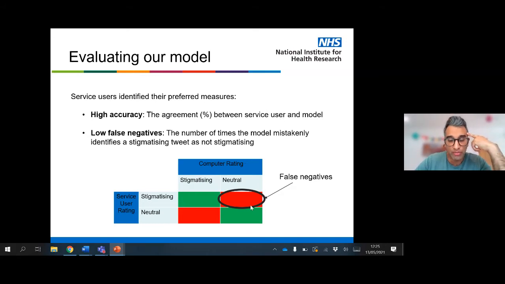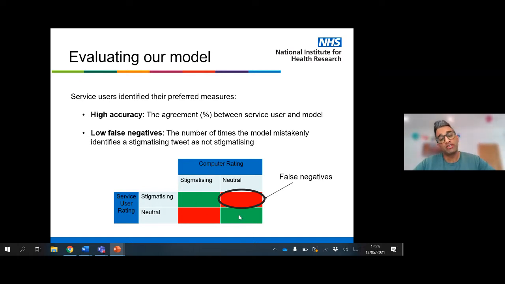So if we have this confusion matrix here as an example, you've got the computer rating a tweet as stigmatizing or neutral, and then the service user rating as stigmatizing or neutral. Where they agree are the greens, and that's accuracy. So that's one metric they're interested in.